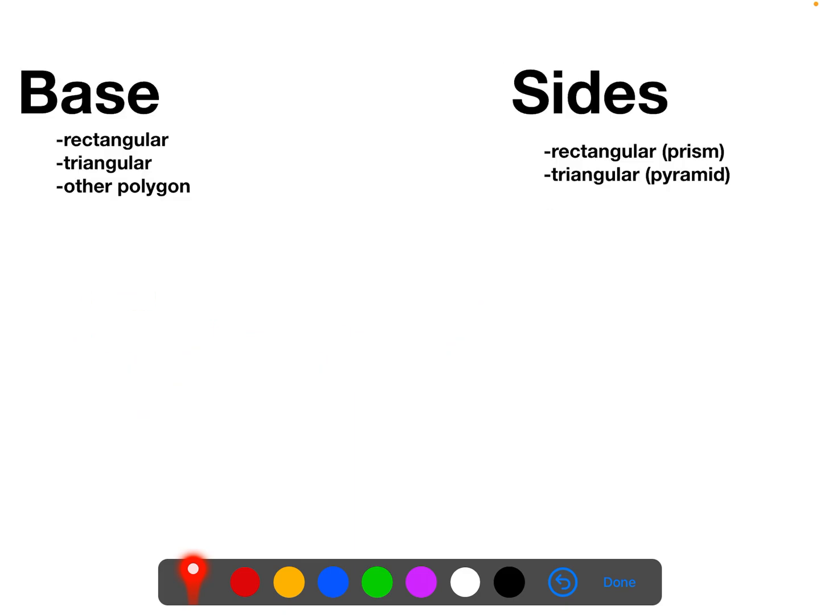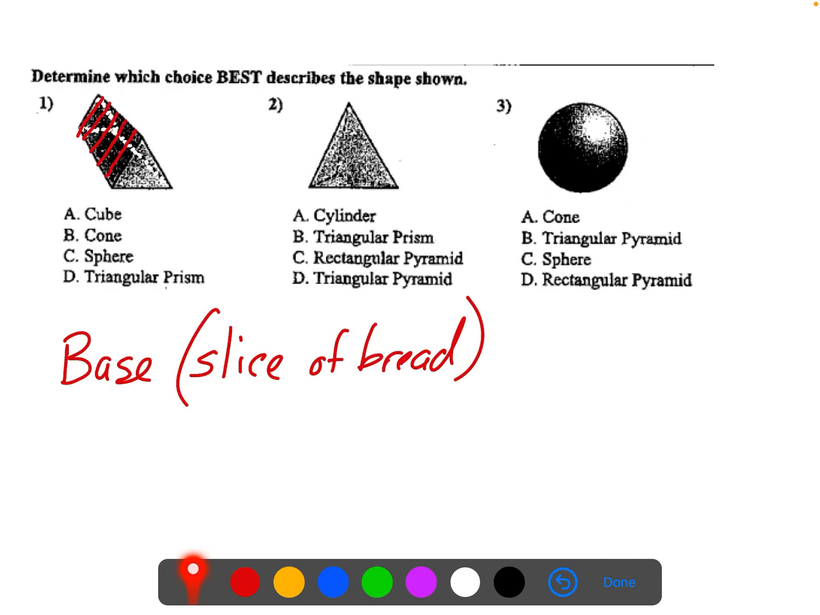And remember, if we go back here, if it has rectangular sides, it's a prism. If it has triangular sides, it's a pyramid. So we have a triangular base. So we would call this, oops, let me try that again.